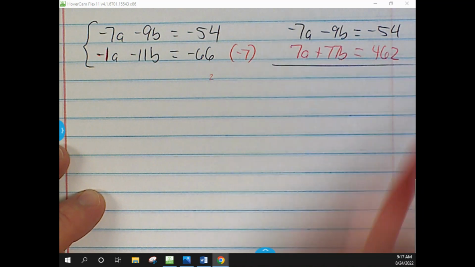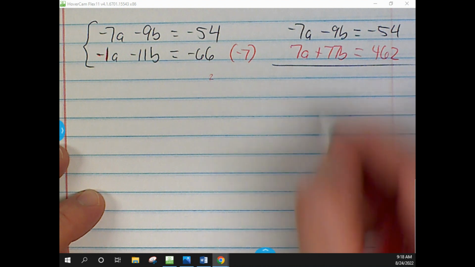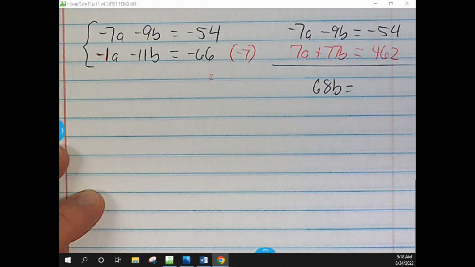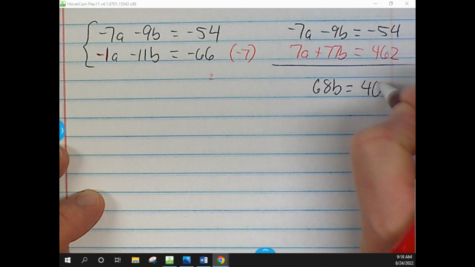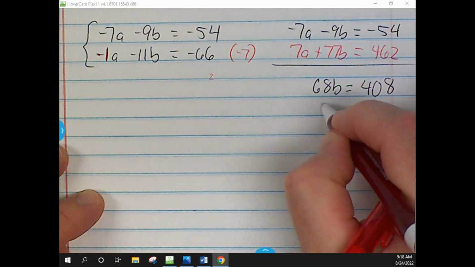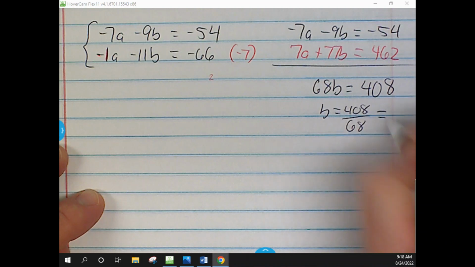All right, so the a's are gone. We've got 77 minus 9, should be 68b. We've got 462 minus 54, which is 408. And if we divide that by 68, it comes out nice and easy that b is going to equal 6.